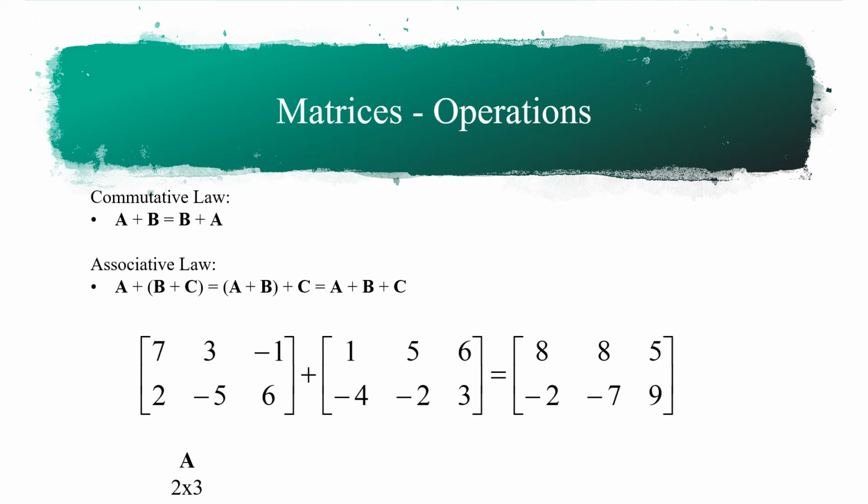Now notice our original matrix A was a 2 by 3 matrix. Our B was also a 2 by 3 matrix, which allowed us to add them. Because in order to add two matrices, the dimensions must be the same. And if the dimensions are the same and you do add them, then your answer matrix, which we will call C, is also going to be the same dimensions of A and B. In this case, our answer C is a 2 by 3 matrix.